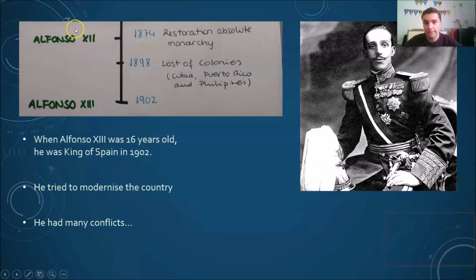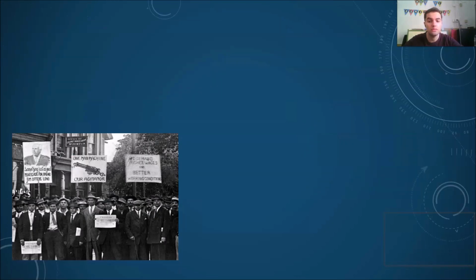So this is the timeline we were studying in the last unit. Remember, Alfonso XII restores monarchy, but we lose many colonies, Cuba, Puerto Rico, Philippines, and in 1902, Alfonso XIII turns into the King of Spain. But which were the many conflicts that he had in Spain? Let's study them.